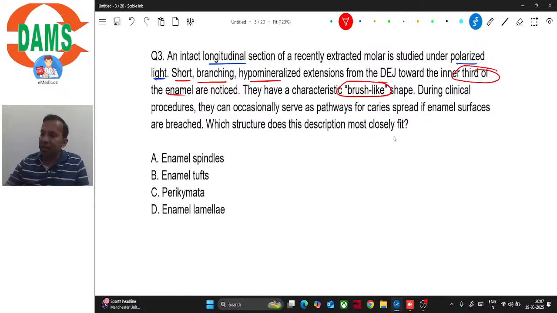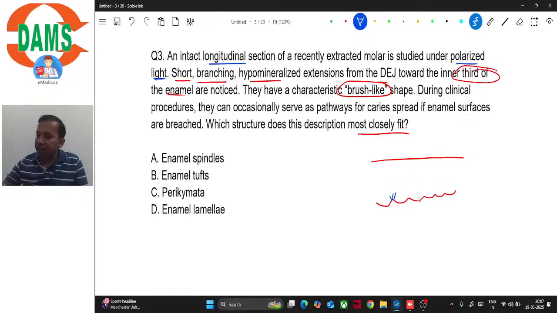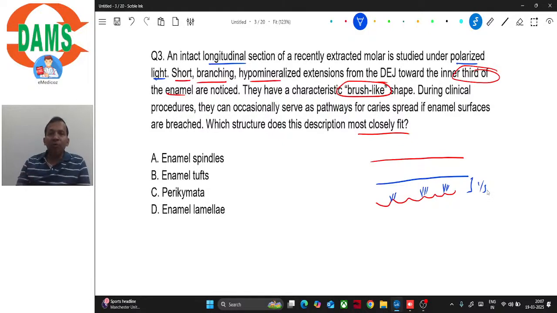Which structure does this description most closely fit? So let's say this is the DEJ, this is the surface, and then we have some brush-like extensions going from the DEJ towards the surface, but they are restricted within the inner one-third, isn't it? So what do you think would be the correct answer here?